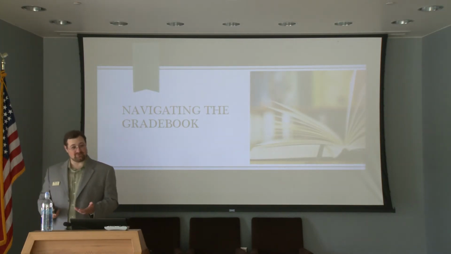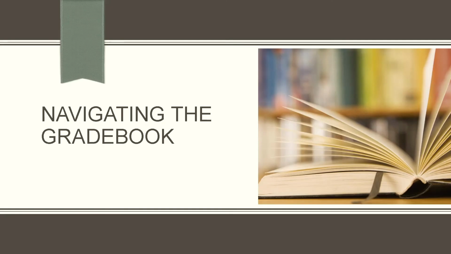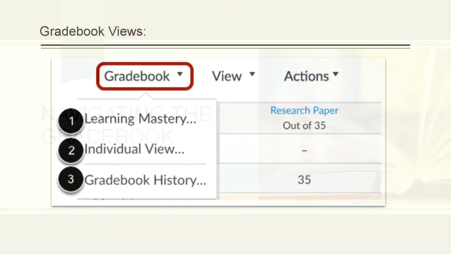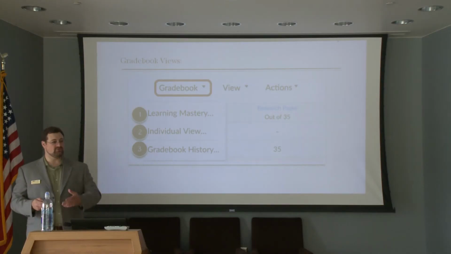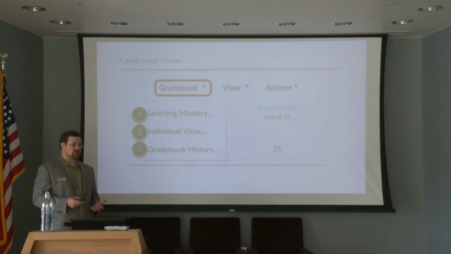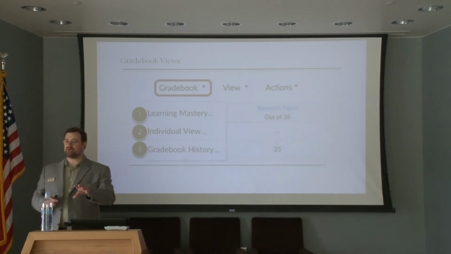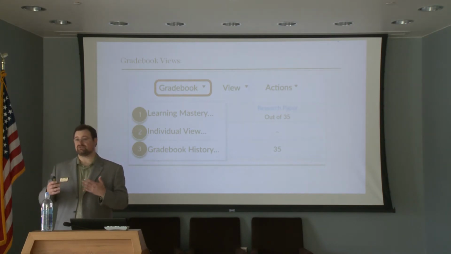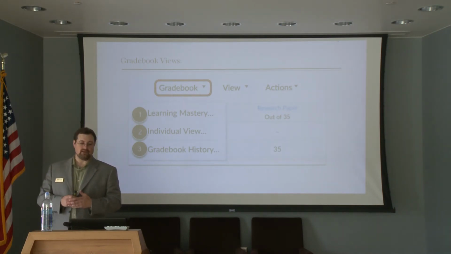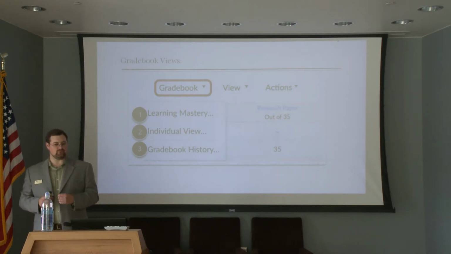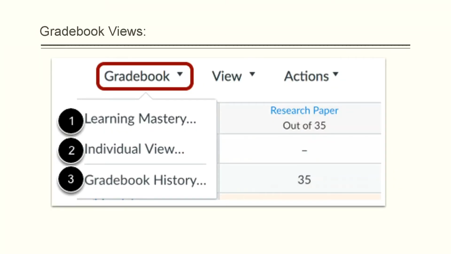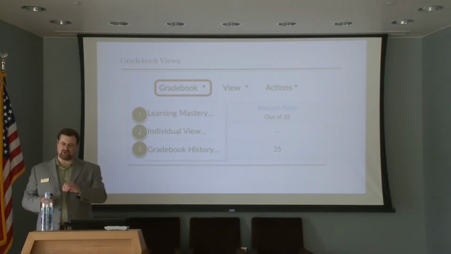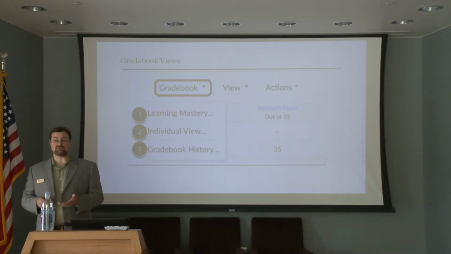Okay, so now we're going to talk about navigating in the gradebook. When we are in the gradebook, there are some different views that we have access to. When we hit gradebook, basically we just have a list of student names, and it's like an Excel table with all of our assignments, the various students that have turned in their assignments, and our grades for them. But there are some other views that we can utilize. One of them is learning mastery. A second would be an individual view, which is for fine-tuning grades. And then another one is gradebook history.